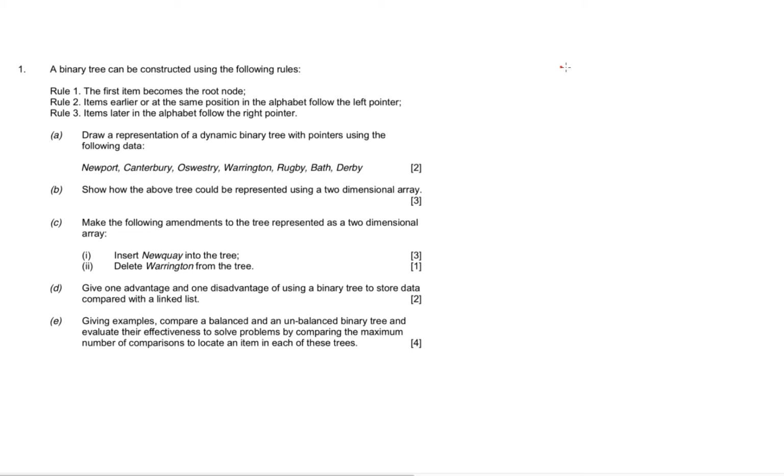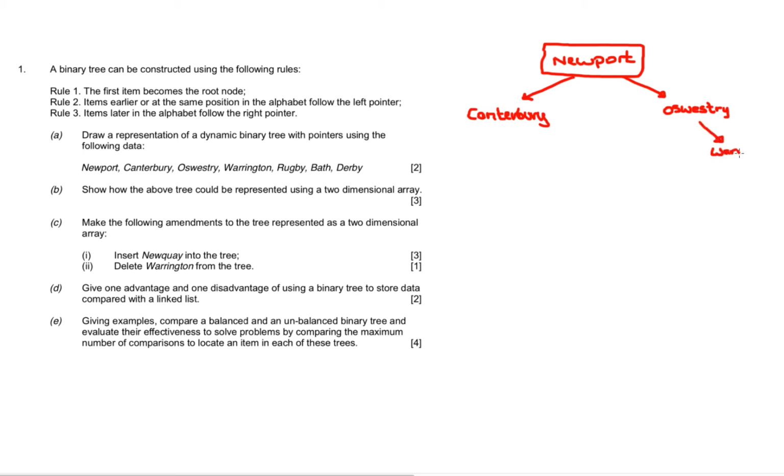3 rules given. The first rule said that the first item becomes the root node, and that means Newport is my root node. Canterbury is before N of Newport, so that goes to the left. So I place that in the left child of Newport. Oswestry is after N in the alphabet, and therefore it goes to the right child of Newport. Warrington is after N and after O in the alphabet, so that goes to the right child of Oswestry. Rugby, well, that one is after N, after O, before W, so it goes to the left child of Warrington.